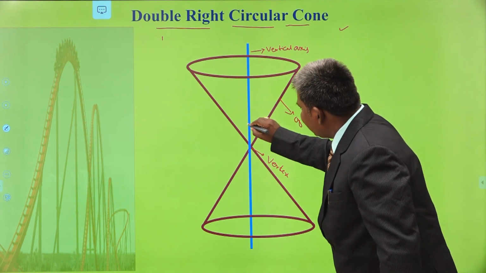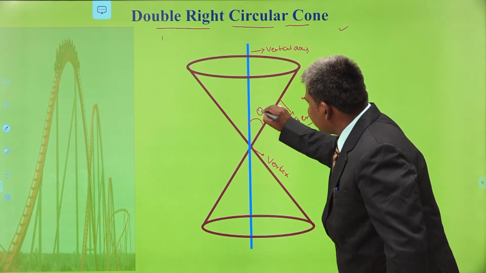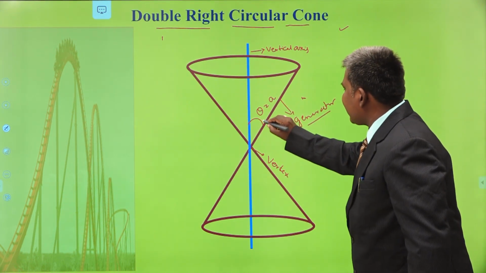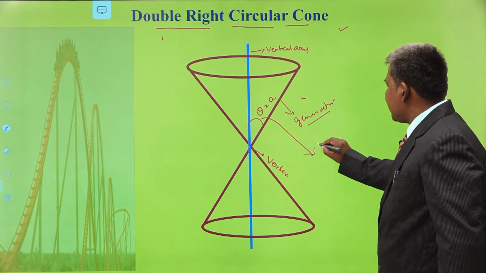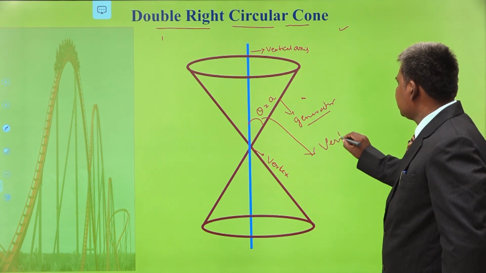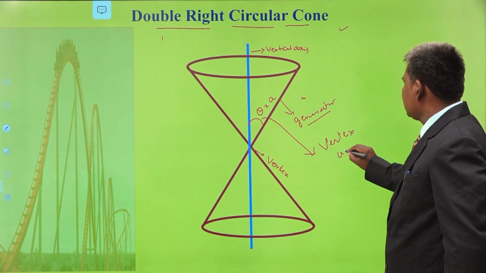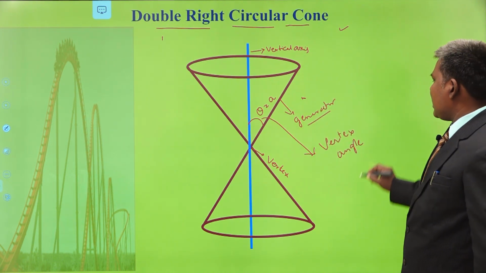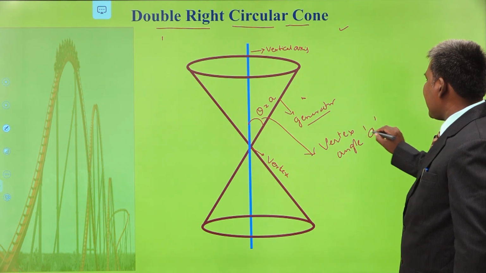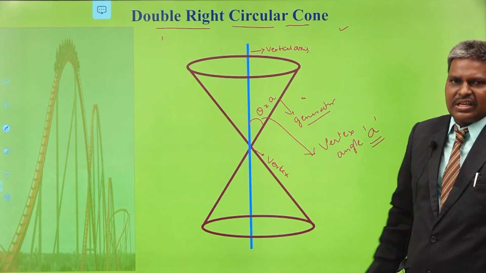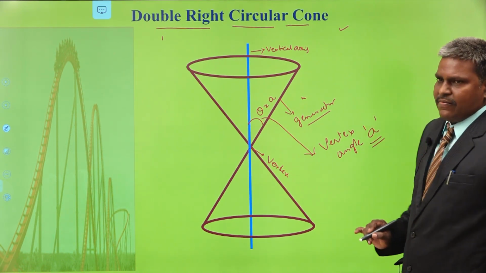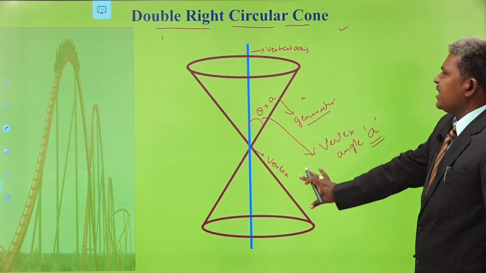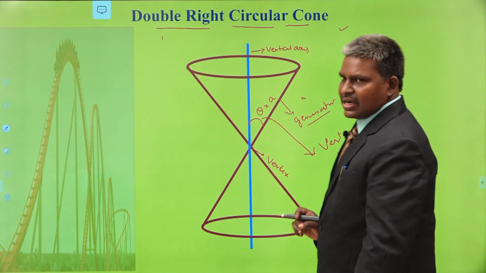Now, if you find the angle theta, say some A, it is called the vertex angle. What is its name? Vertex angle. Throughout the entire chapter, I am calling the vertex angle A instead of theta. Vertex angle. This is the vertex. Now, considering in this manner the right circular cone.